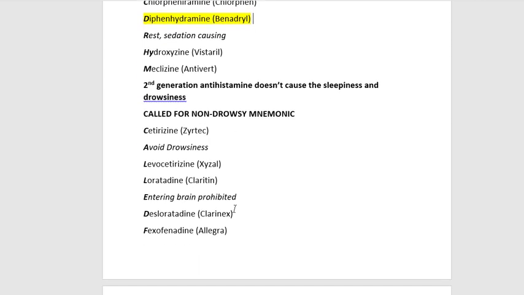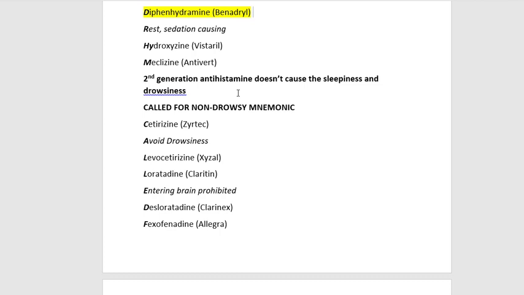The second generation kind of did the same thing, putting all the mnemonics together, and I don't think I underlined the stem here with loratadine and desloratadine. So if you're just kind of learning pharmacology for the first time, it'd be fine to just know the two that we're going to see the most, which are Zyrtec and Claritin, cetirizine and loratadine, maybe Allegra because we see it in children's medicines.